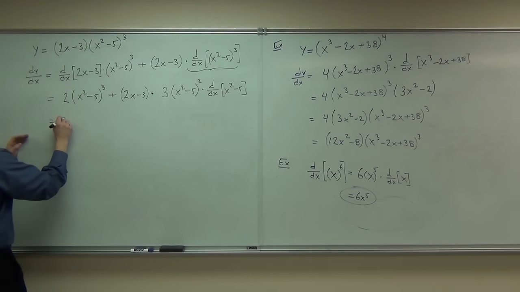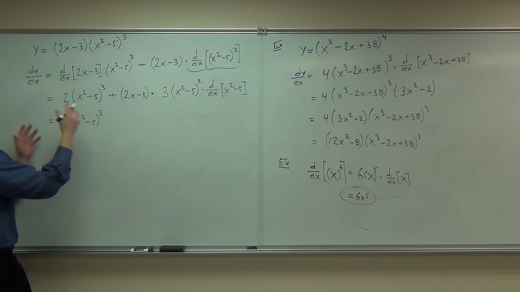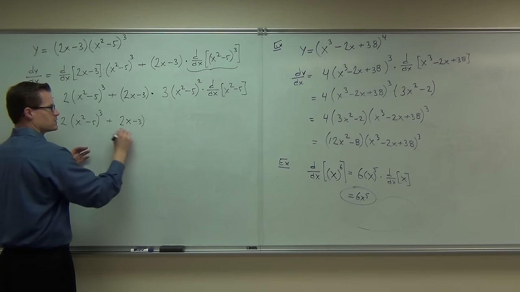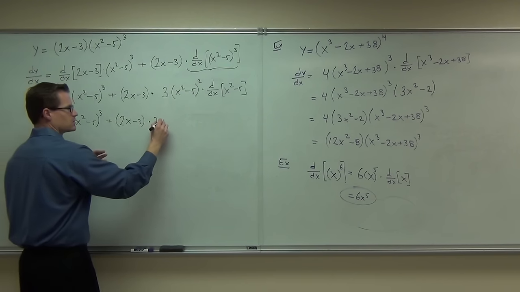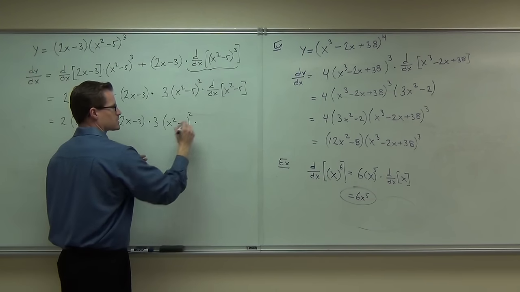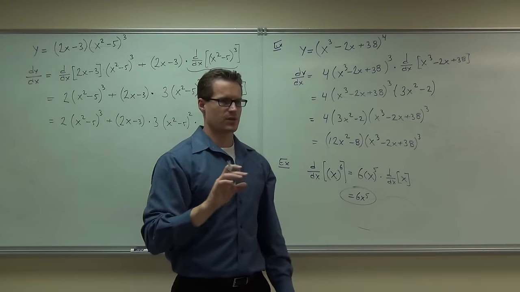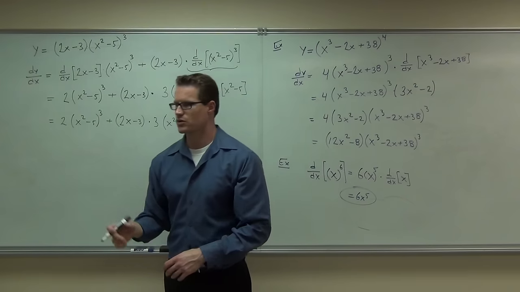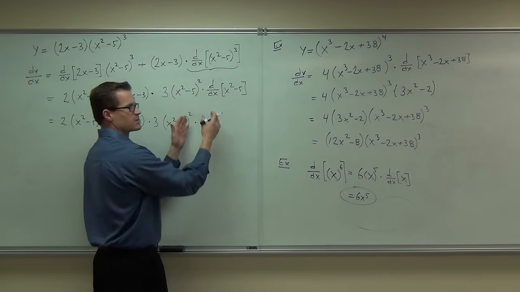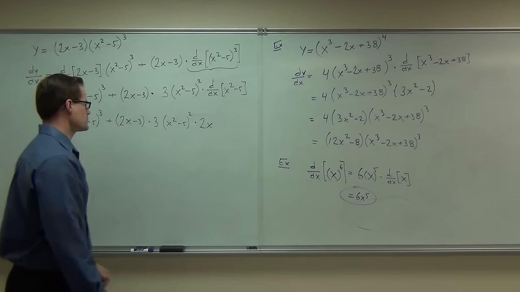We have 2. X squared minus 5 to the third. Let's not mess up any exponents. 2x minus 3 times 3. X squared minus 5 to the second times, what is the derivative of that little piece? Notice how we kind of eliminated some of the bigger rules, right? Right off the bat, we used product rule that helped us down to just have one more rule left. We had a general power rule. Now we have just a very simple power rule. And we're good to go.